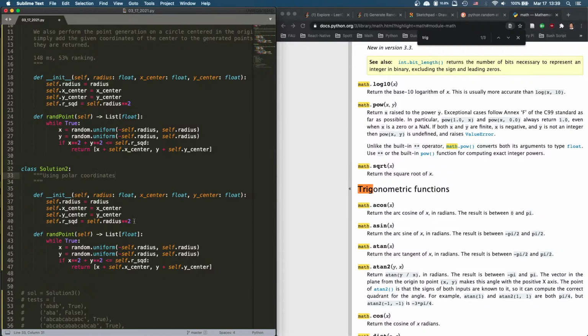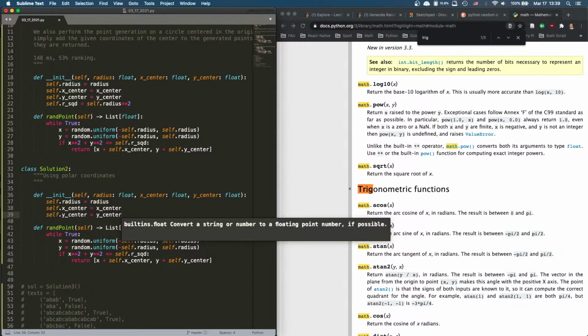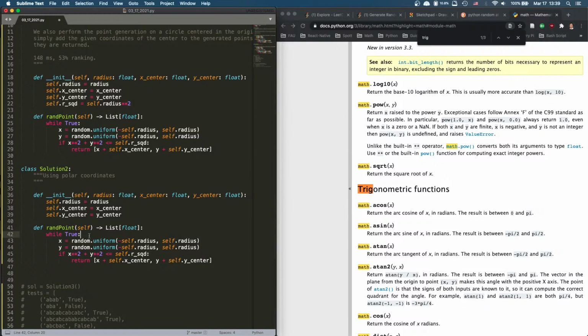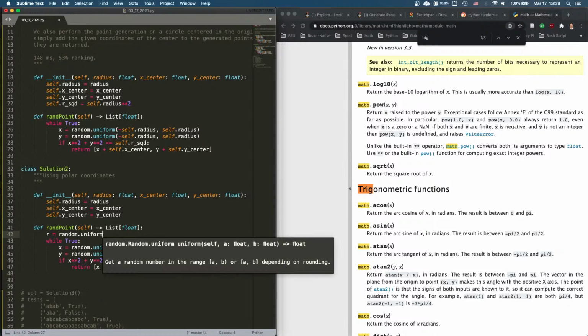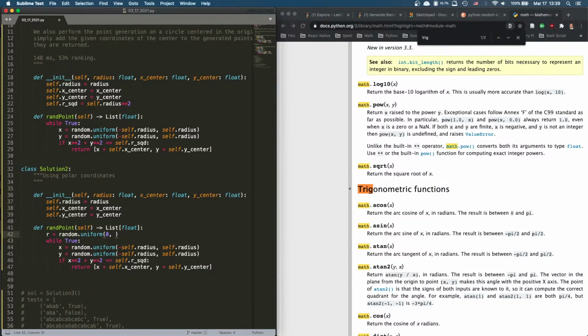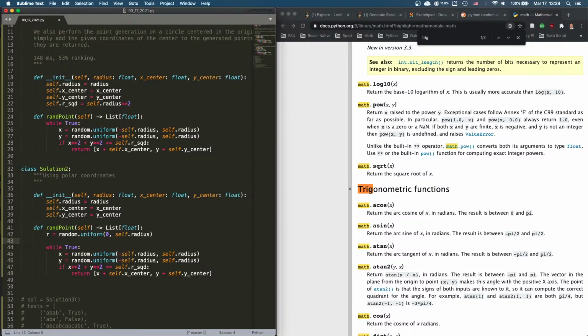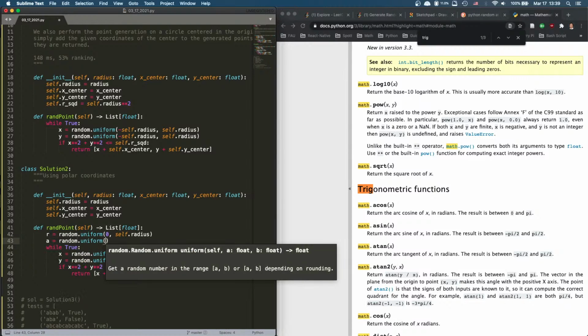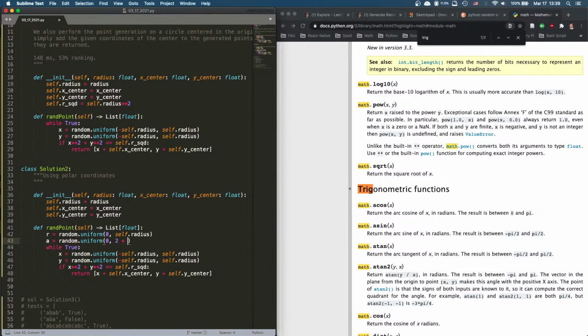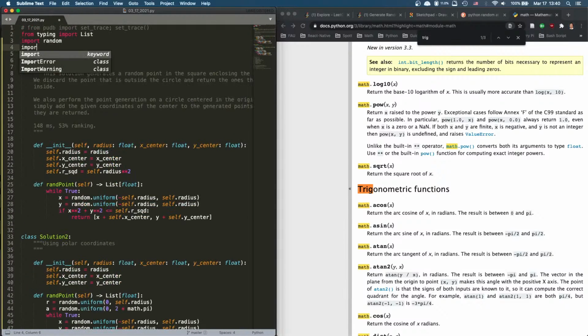So these are the same, and we don't have to do this. We can directly return. So we just say r equals random.uniform. It's going to be from 0 to self.radius, and angle equals random.uniform. It's going to be 0 to 2 pi, so 2 times math.pi. I don't think I imported math, so I import math.